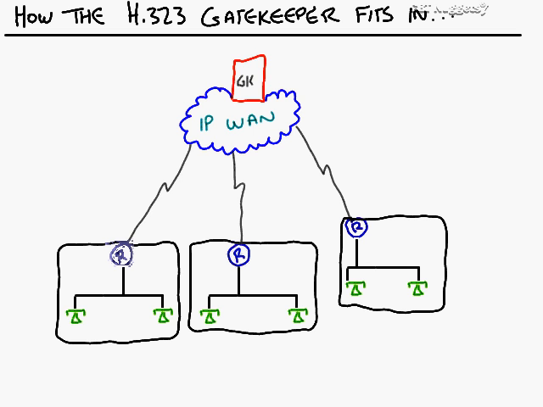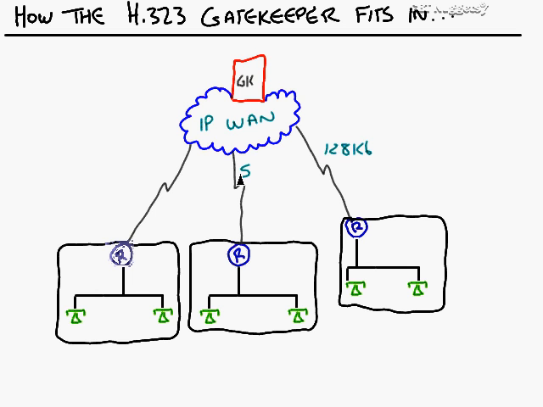And we have 3 different locations. Now, here's what the gatekeeper does. It is the one that watches over the wide area network. Number 1, to make sure that it doesn't run out of bandwidth. For example, maybe we have one site over here with 128 kilobits per second on their WAN link. We might have this site with 500 kilobits per second on their WAN link, and this site with 256 kilobits per second.